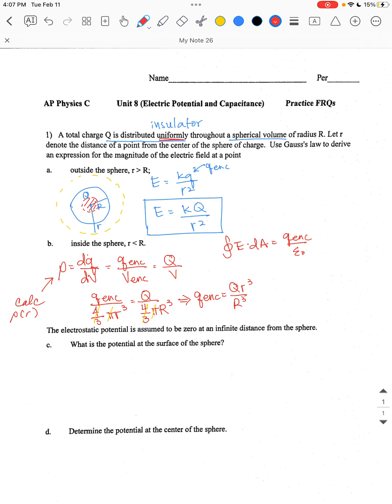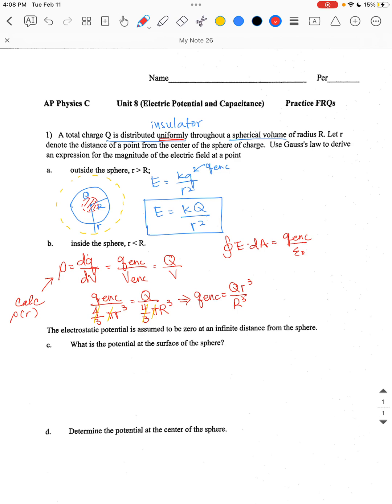R cubed. And we actually did this many times when we were working with an object falling through the center of the earth and trying to find the gravitational acceleration value for an object falling through the center of the earth. Okay, so I've got dq.